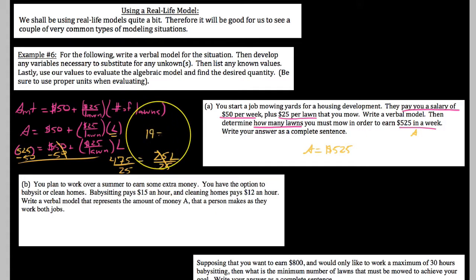We say 19 is L, and so we have to use units. We say 19 lawns. That's what we were measuring our L in, the number of lawns.